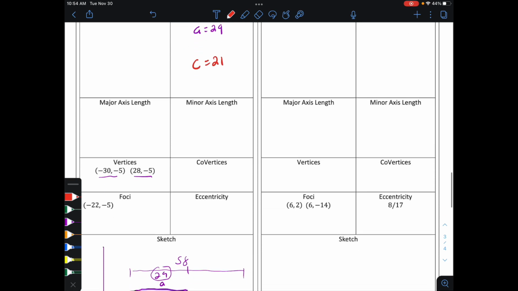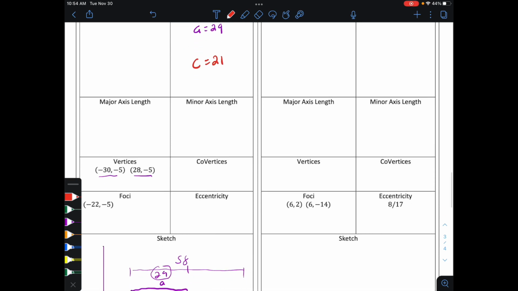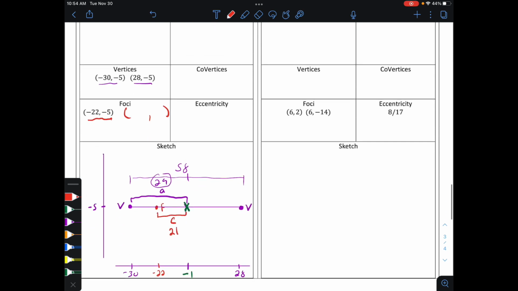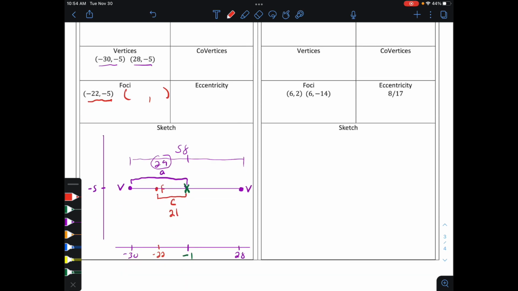Now, notice what we're missing. Well, quite a few things, but we have one focus, but we haven't written what the second focus is. There's 2 foci for an ellipse. So we have the one focus that's located to the left of the center. Let's get the focus that's located to the right of the center. If I know C is 21, all I've got to do is add 21 again to the x value of my center, and that would give me the location of that other focus. 21 plus the -1 takes me to an x value of 20. So I have a focus at 20, -5.